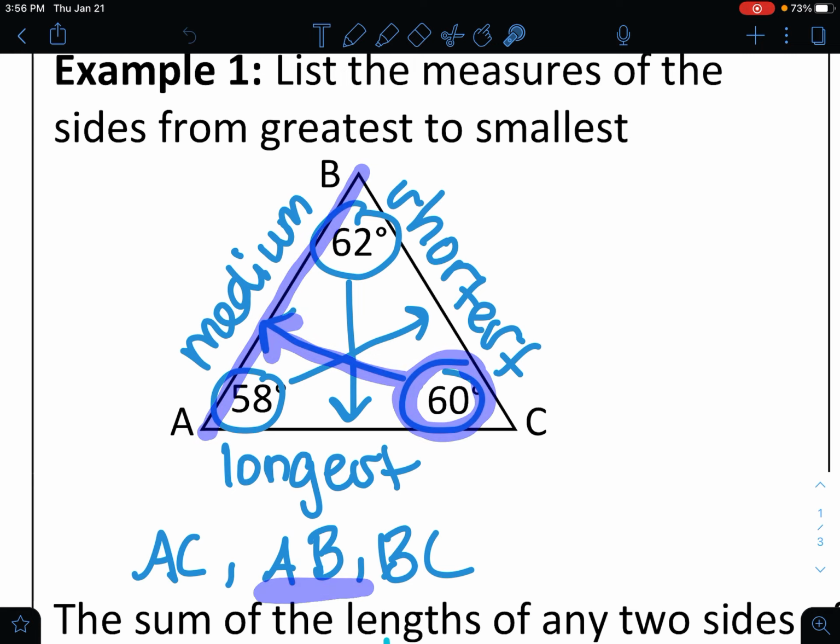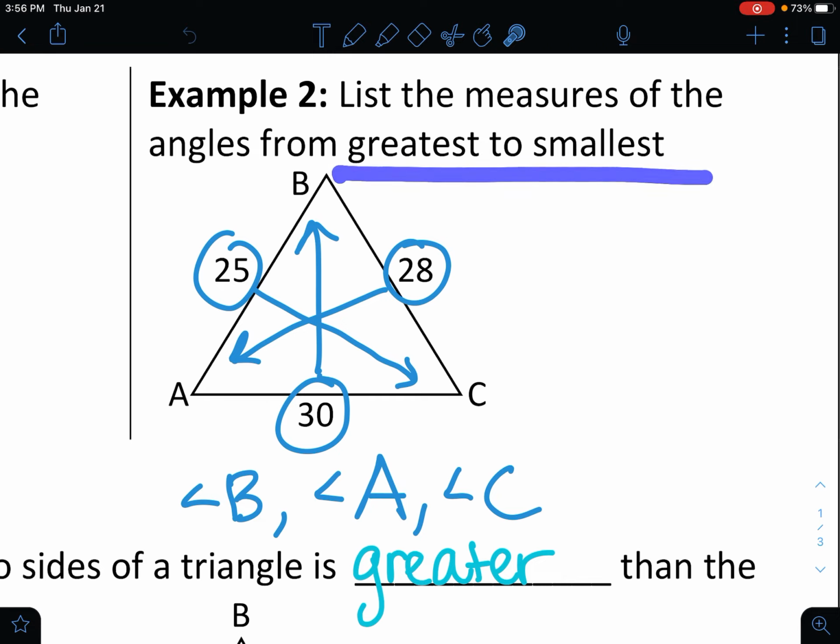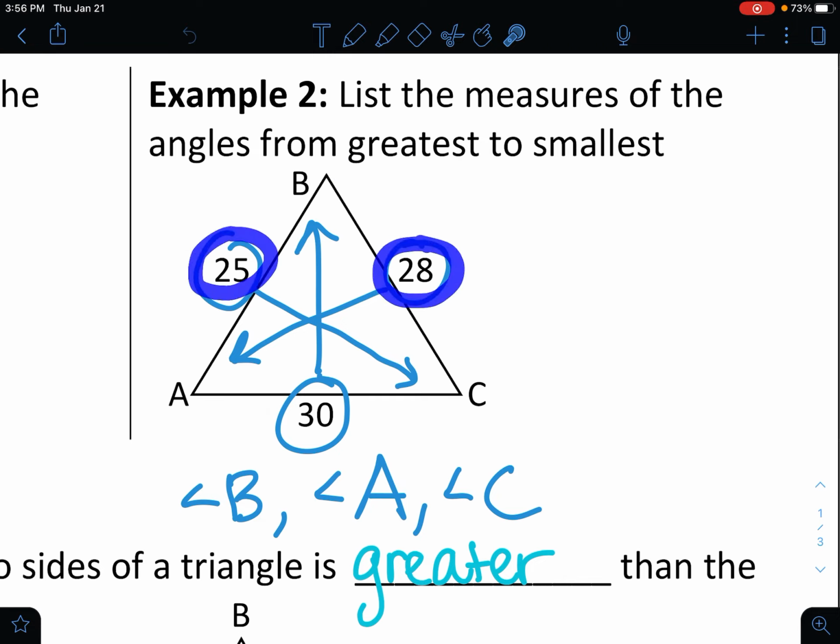Stop making it complicated. All right, this one, we're going to do greatest to smallest again. But this time, you can see that they give us the outside numbers. And what is the outside number for again, kids? No, it's not for angles. Shame on you for saying that. It's for sides. So the outside numbers are for the sides. So they gave us the sides.